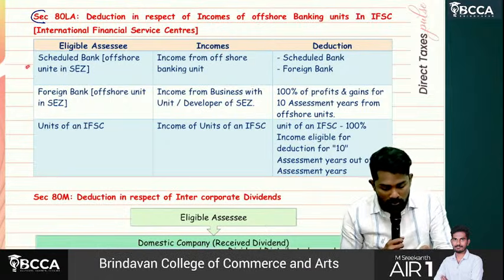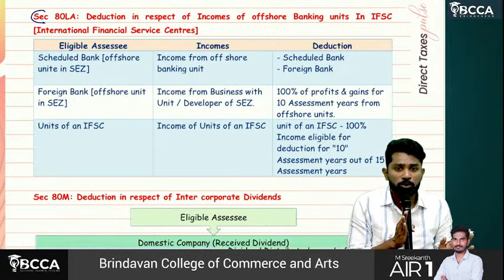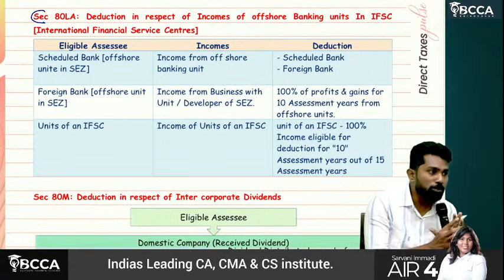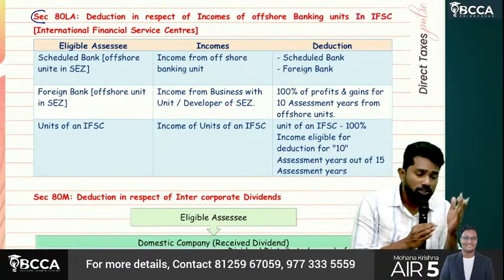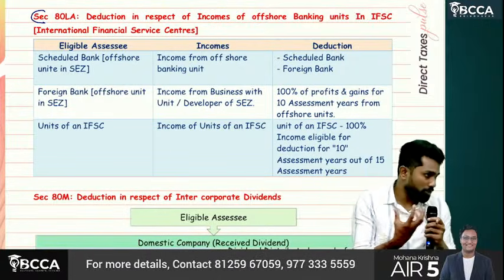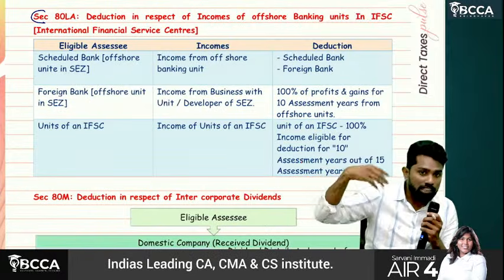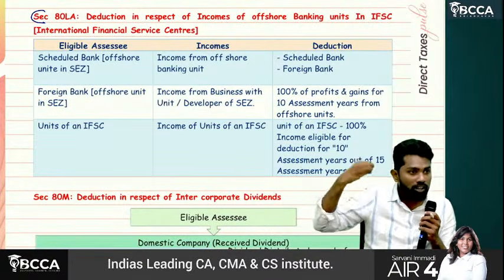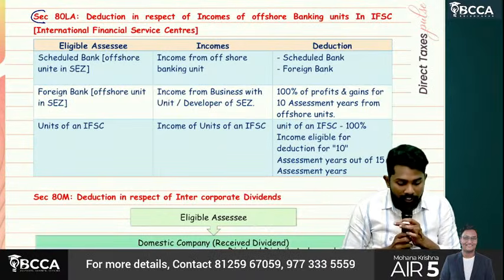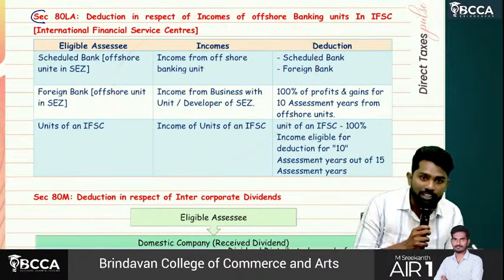Mostly this is nothing but banks doing exports. This provision is mostly for banks doing exports. Since they are doing exports, what will the bank earn? If they lend outside India, they'll earn interest from outside India. So they are earning foreign currency. To encourage them, they are giving this deduction under 80LA.